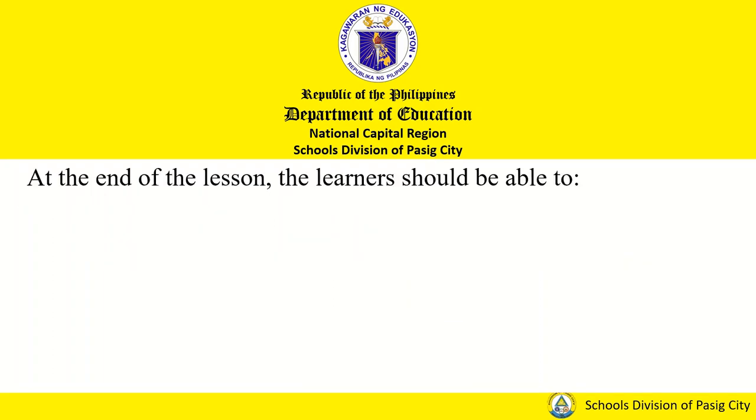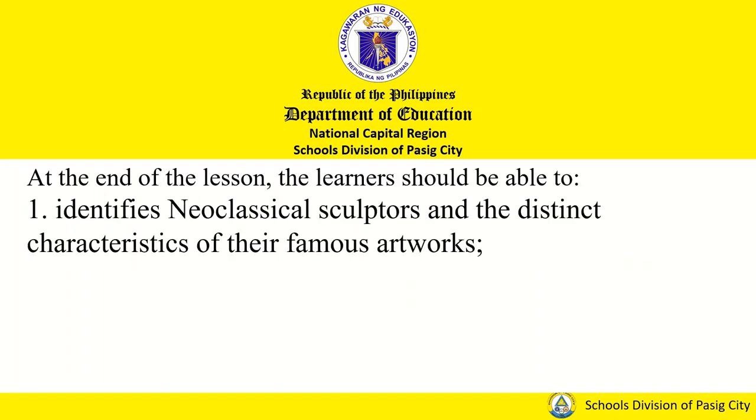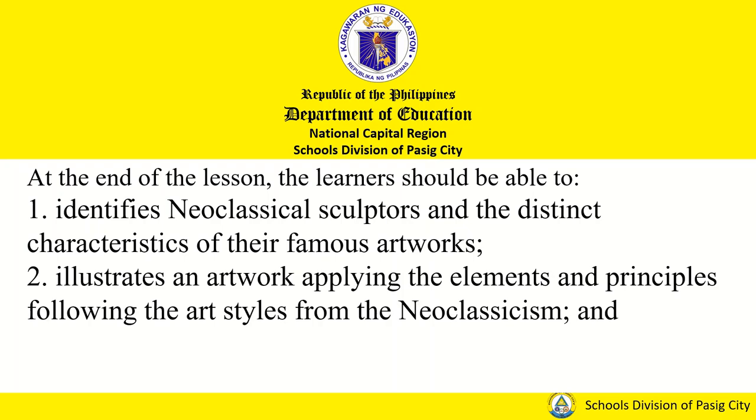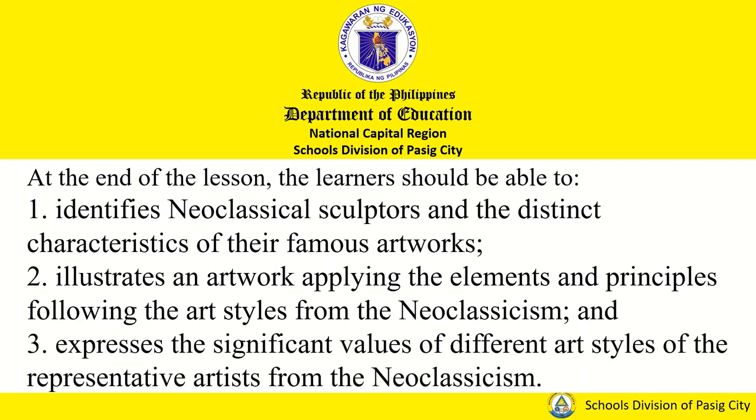Our objectives for today's lesson are: 1. Identify neoclassical sculptors and the distinct characteristics of their famous artworks. 2. Illustrate an artwork applying the elements and principles following the art style from neoclassicism. And 3. Express the significant values of different art styles of the representative artists from neoclassicism.